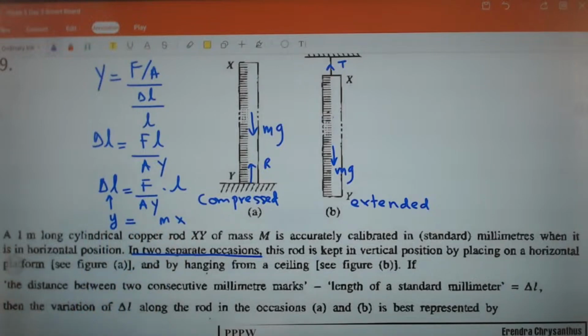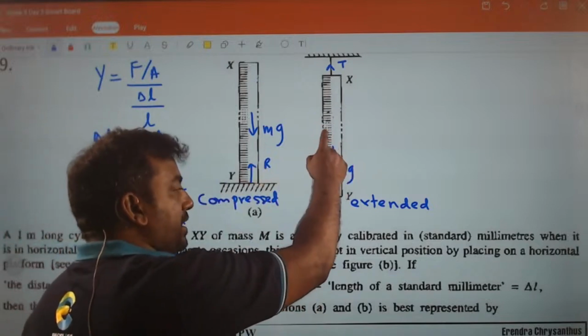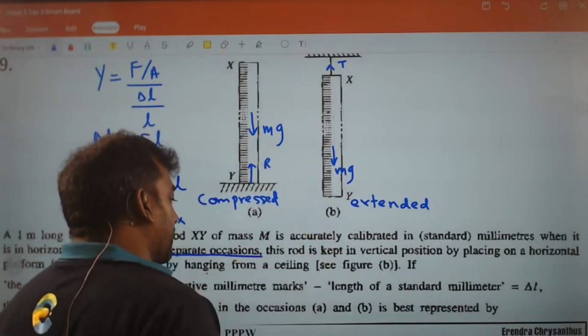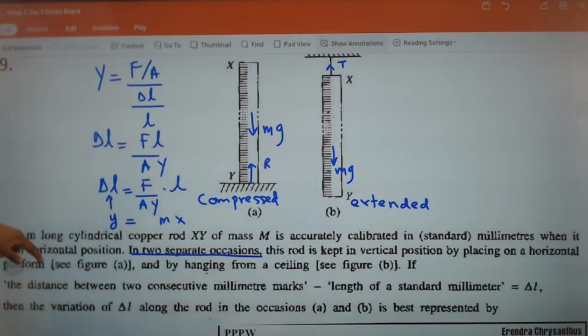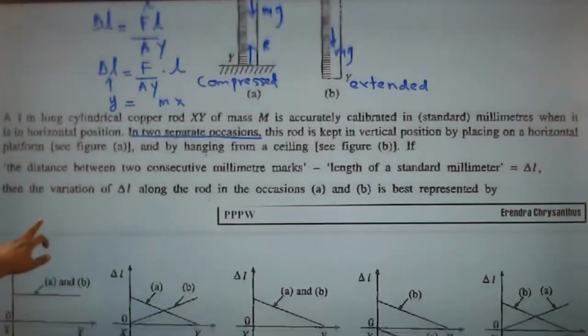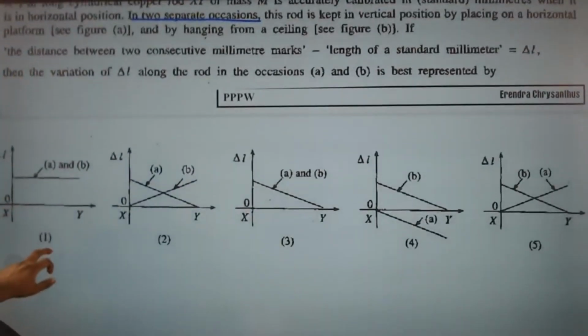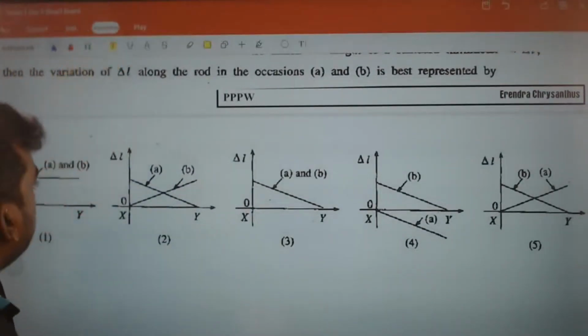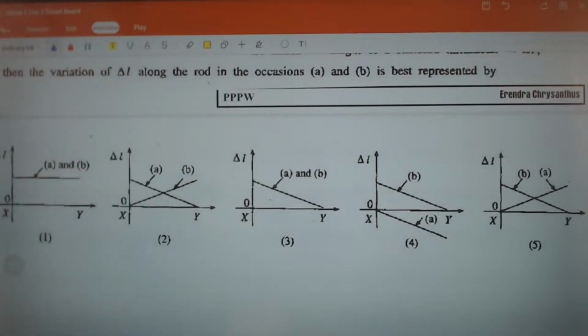What can you say? So here, one moment there is a compression, one moment there is an extension. Extension means logically the length here should increase. Compression means it should reduce. So with straight line variations, A is going to be reducing, B is going to be increasing. It can't be the same. Clear? So look at this carefully.